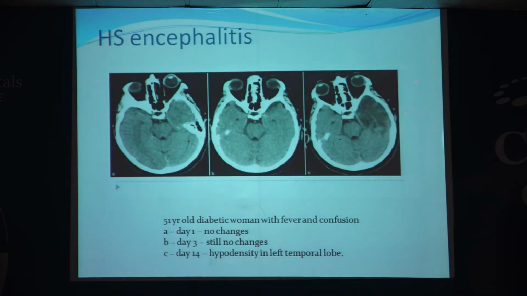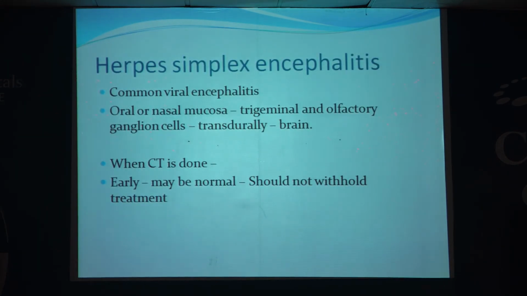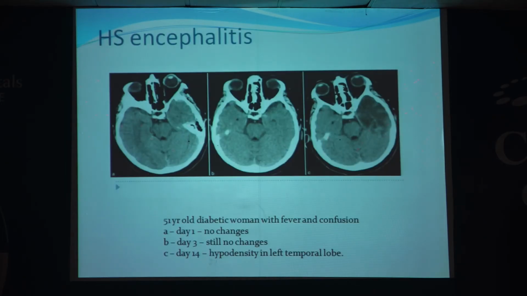Then viral, like herpes simplex encephalitis, is the most common cause of viral encephalitis. It can pass through the oral nasal mucosas, through the olfactory trigeminal ganglion cells, transdurally into the brain. When CT is done, sometimes CT may be normal. So treatment should not be withheld, and based on the clinical features, treatment should be continued, because this is a case of a 51-year-old diabetic woman who presented with fever and confusion, and there was a clinical suspicion of encephalitis.